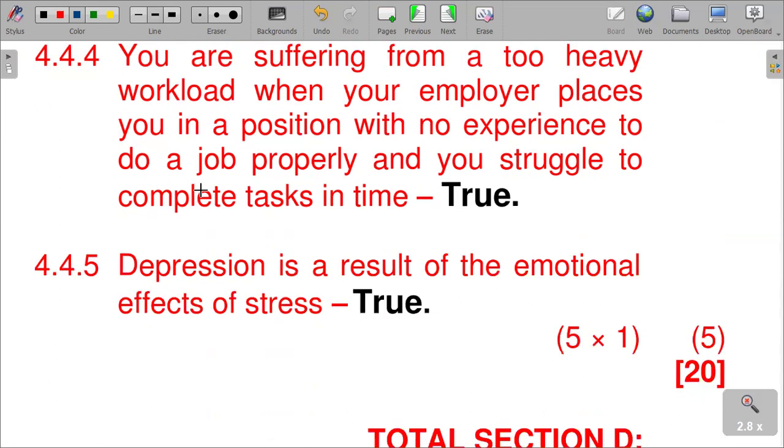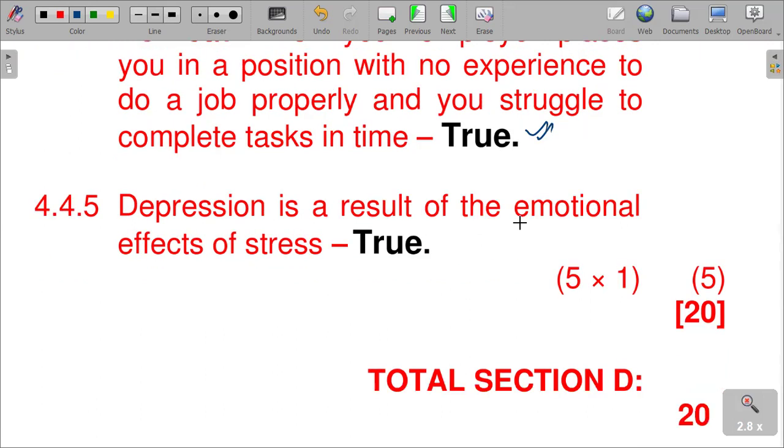You are suffering from too heavy a workload when your employer places you in a position with no experience to do a job properly and you struggle to complete the tasks in time. That is true. When a person struggles to complete tasks, maybe they have too heavy a workload and no experience of doing the job properly. So deadlines are difficult to meet. That is true. Depression is a result of the emotional effects of stress. That is true also.